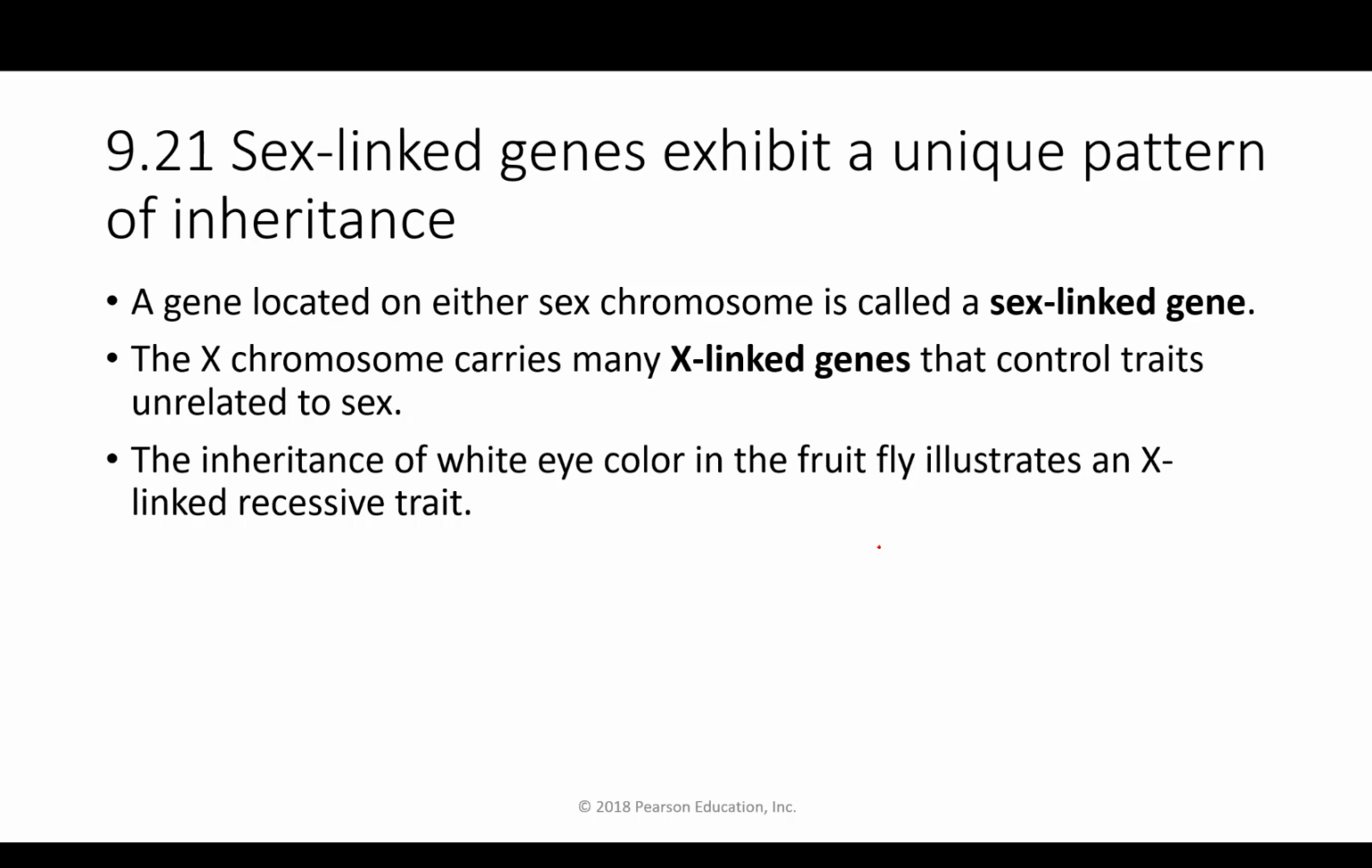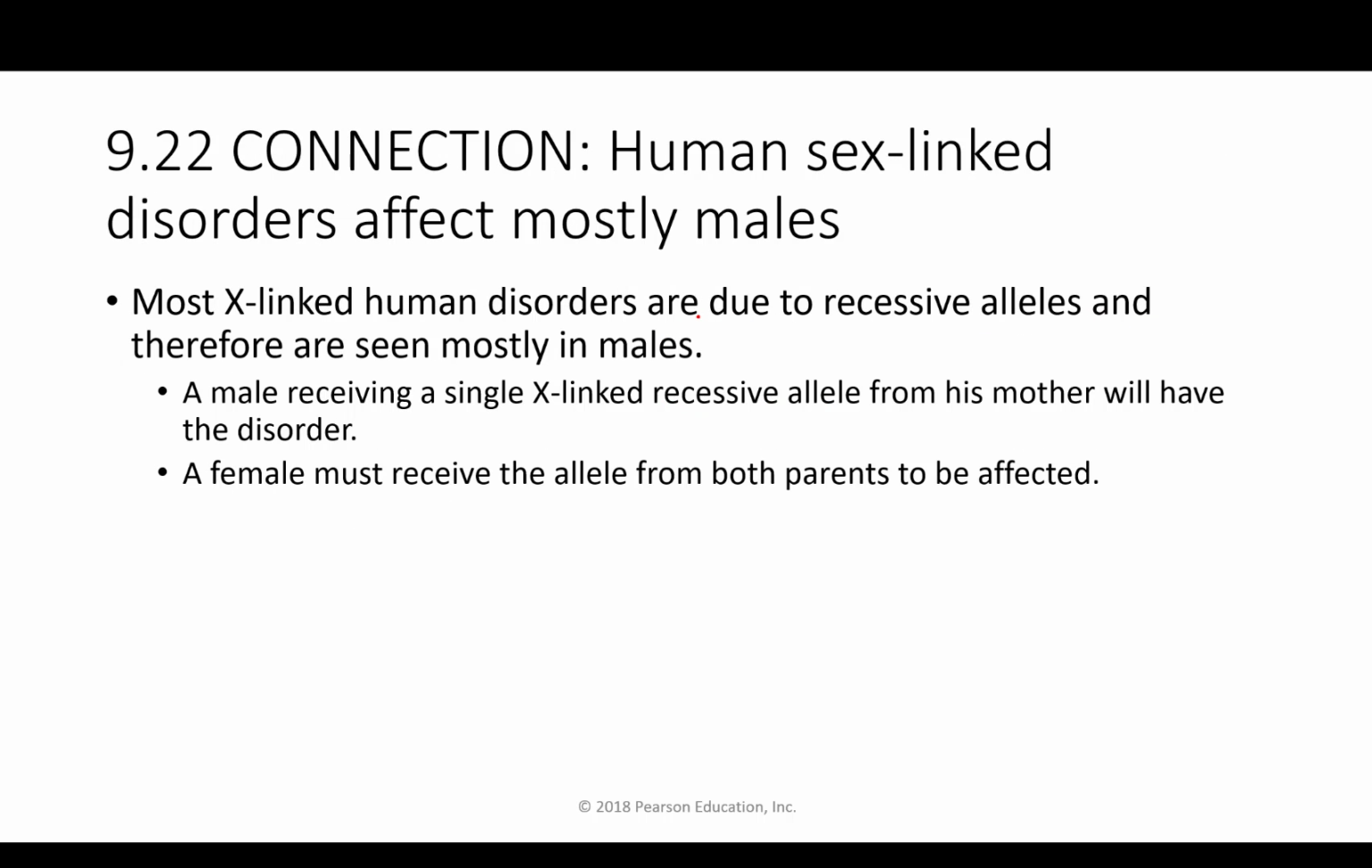Now, a gene located on either sex chromosome is called a sex-linked gene. But most of the ones that we are going to talk about are X-linked, because both male and female have X-linked genes. Most human disorders are due to recessive alleles and are mostly seen in males. So why would that be?